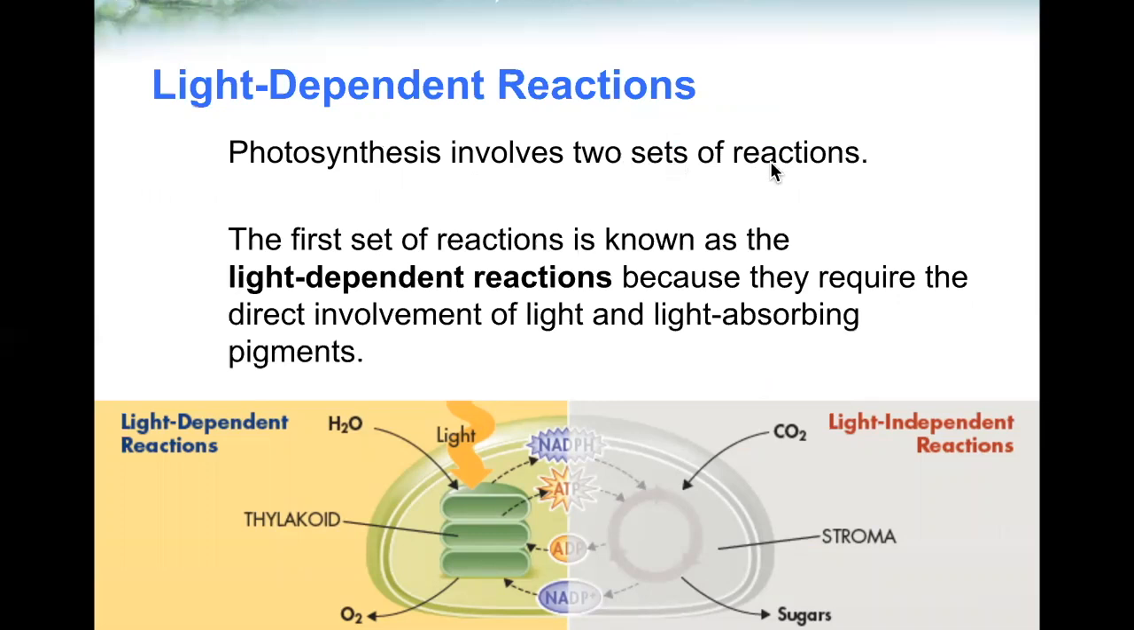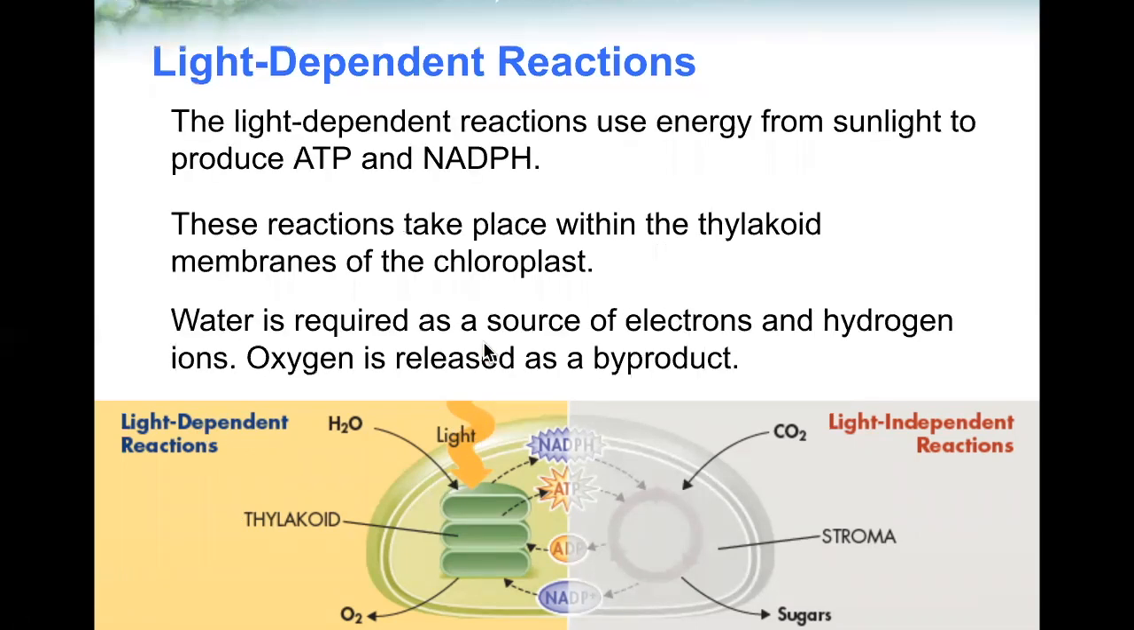Photosynthesis involves 2 sets of reactions. The first set of reactions is known as light-dependent reactions because they require direct involvement of light and light-absorbing pigments, this first half. The light-dependent reactions use energy from sunlight to produce ATP and NADPH. NADPH is produced and ATP as it crosses over into the light-independent reactions.